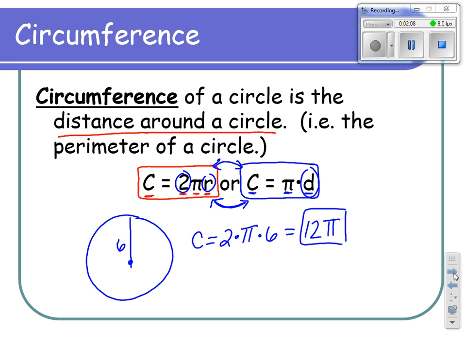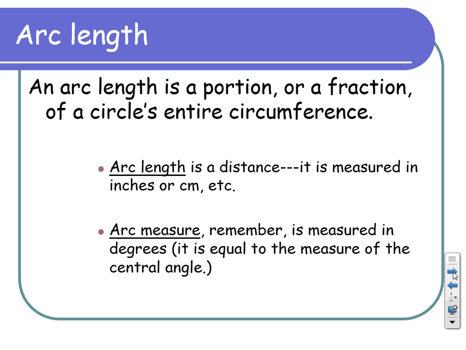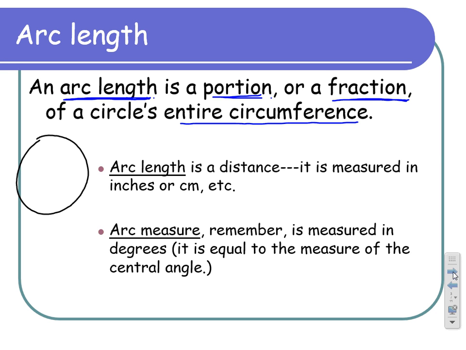We're going to use circumference when we talk about something called arc length. Okay, so arc length is going to be a portion or a fraction of the circle's entire circumference. So if I have a circle, when we calculate circumference, we basically calculate the whole entire distance all the way around the circle. When we're talking about arc length, we just want to calculate a small portion of that, okay? So maybe that much of my circumference is all I want for my arc length.